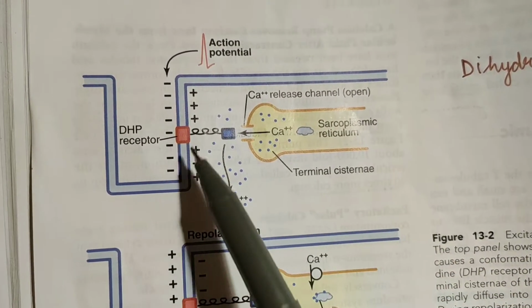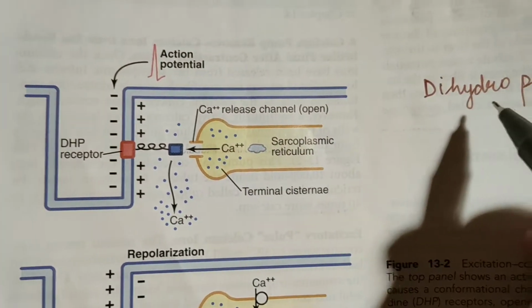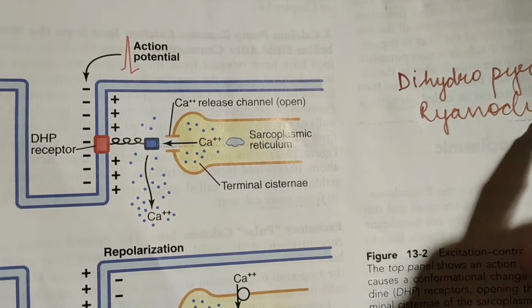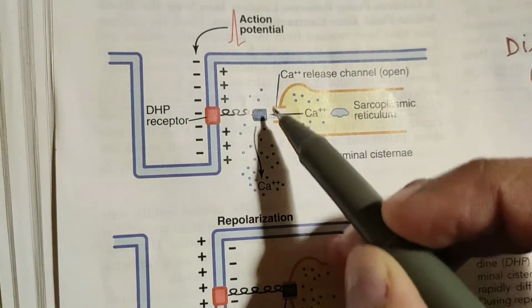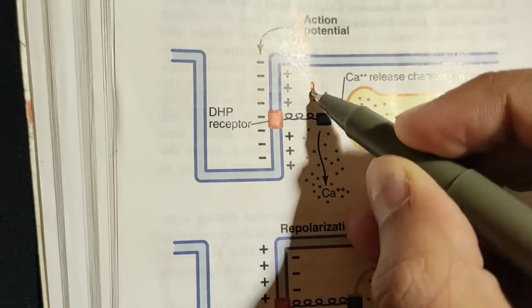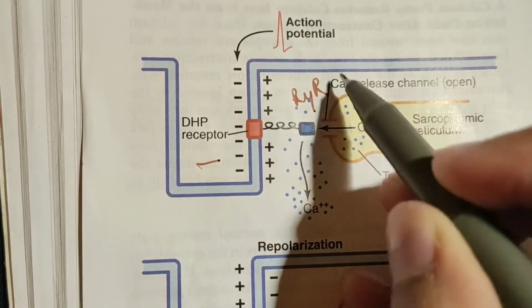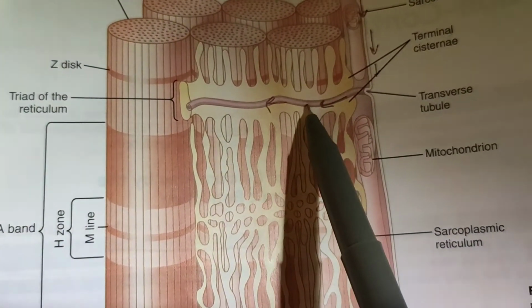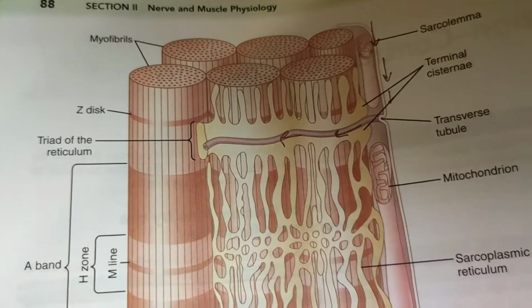These receptors are linked with these receptors, which are the ryanodine receptors, the RYR receptors. This is the DHP receptor, and it is linked with the RYR receptors on the sarcoplasmic reticulum. As you can see, this is the transverse tubule, with DHP receptors, and on the sarcoplasmic reticulum there are RYR receptors.